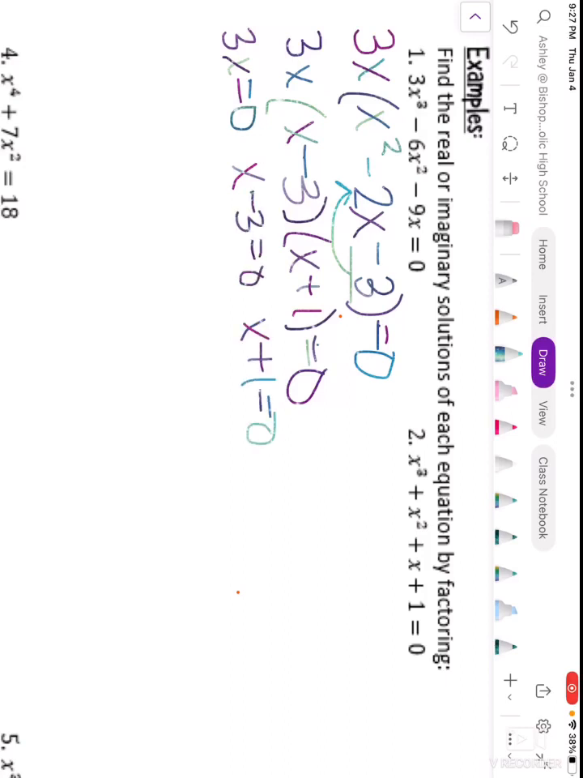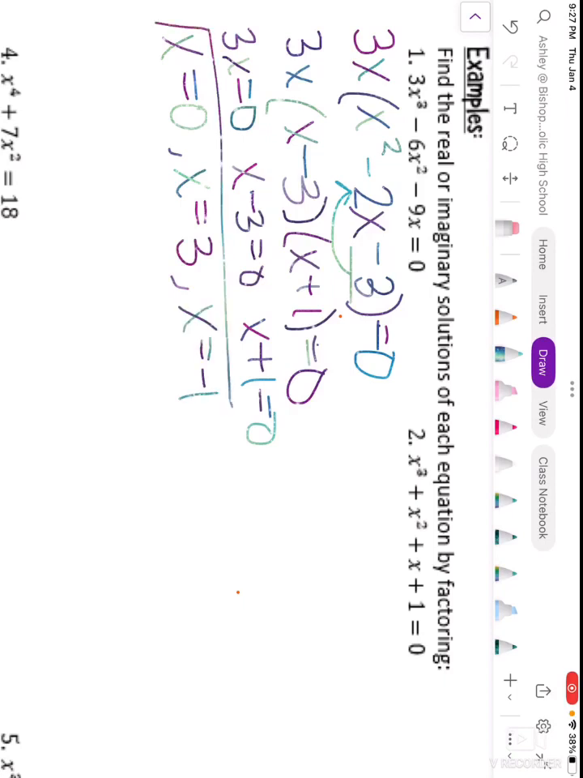So when we solve each of those, we would divide by 3, so x is 0. Add the 3 over, so x is 3. Subtract the 1 over, x is negative 1. We're done.